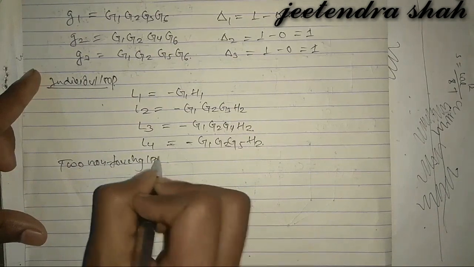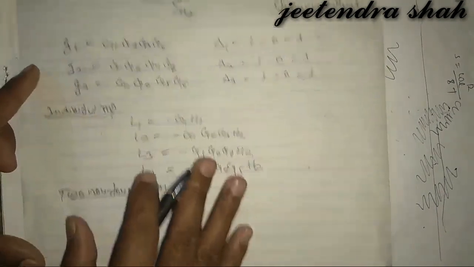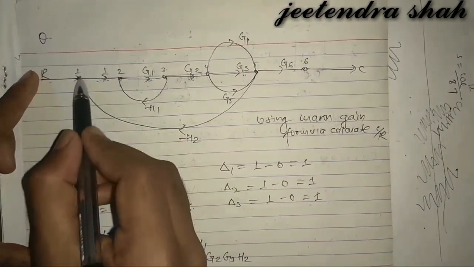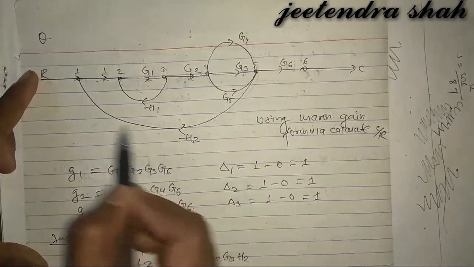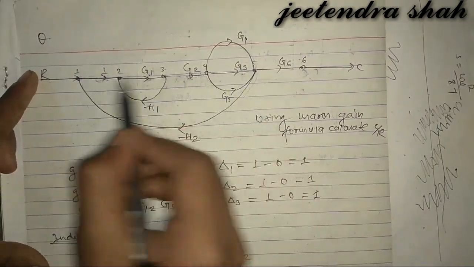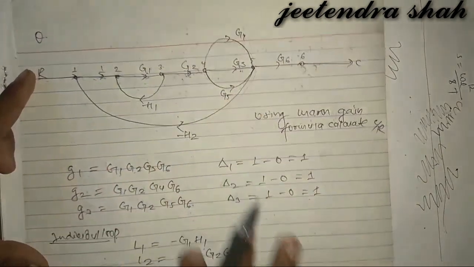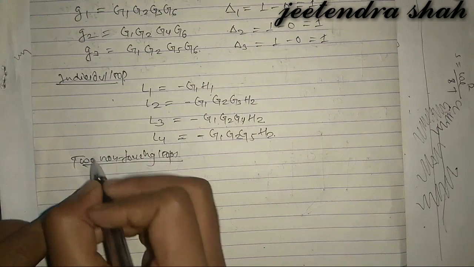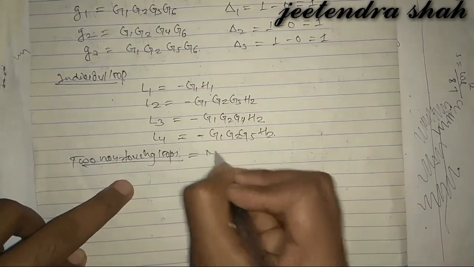And for two non-touching loops, here we have one individual loop, this one, and the third one is this loop. Since all the loops touch each other, there are no non-touching loops, so there will be no two non-touching loops.